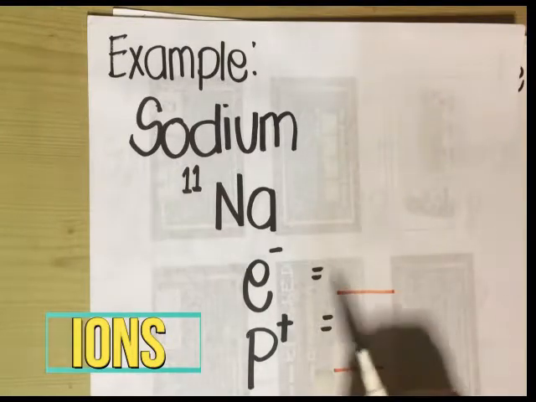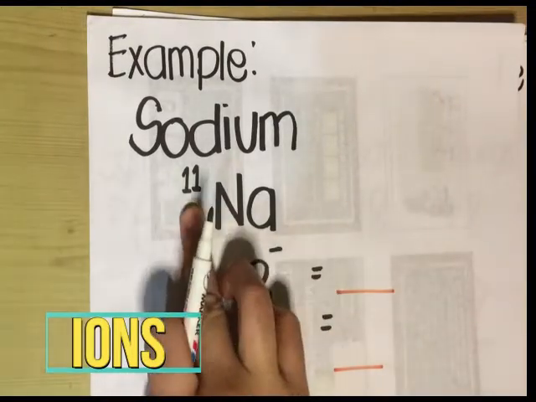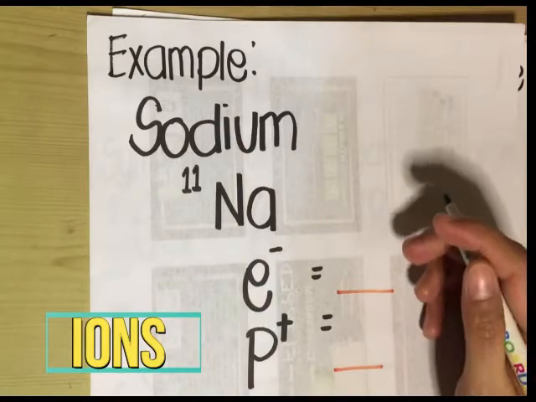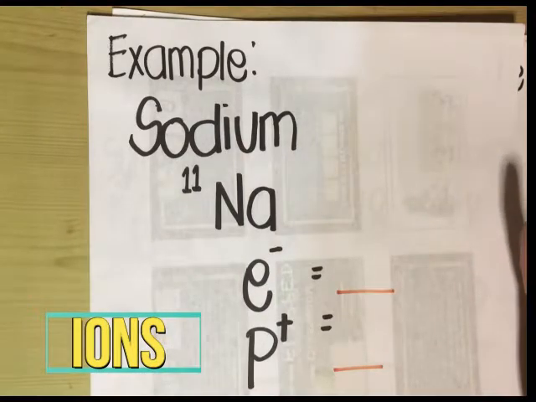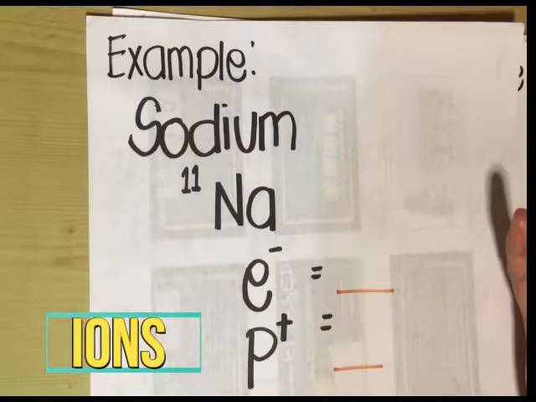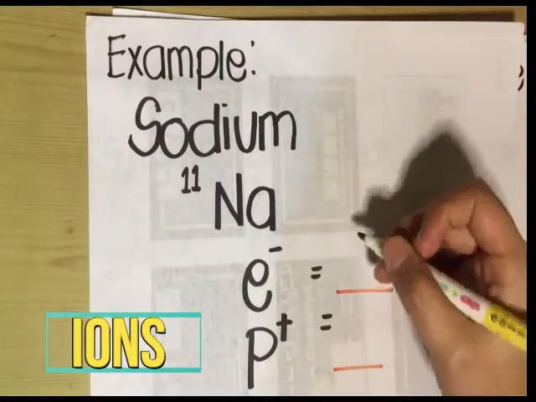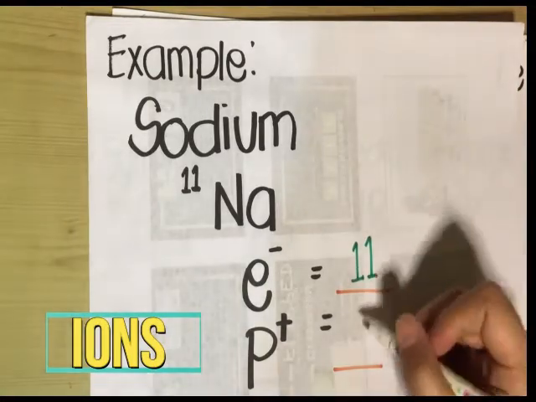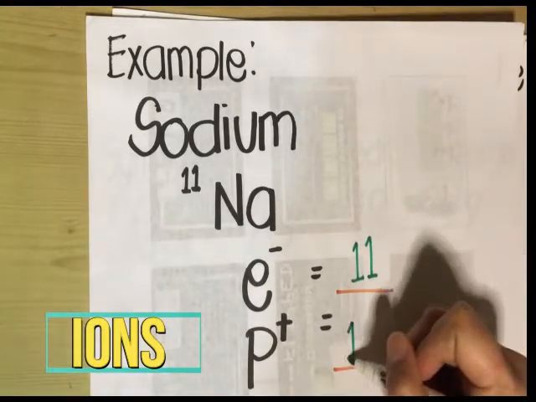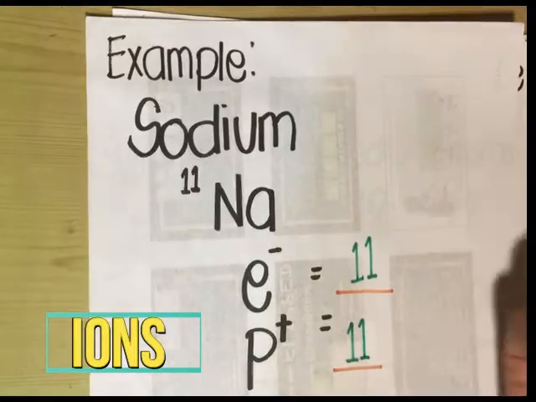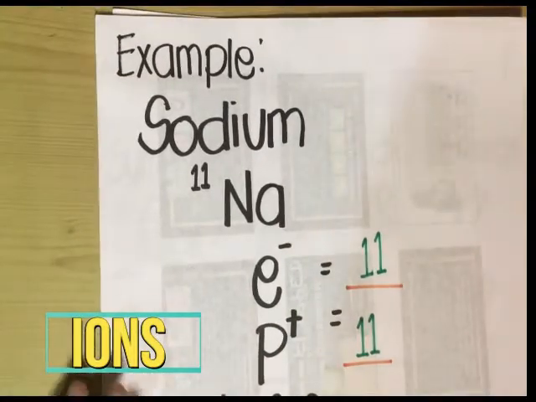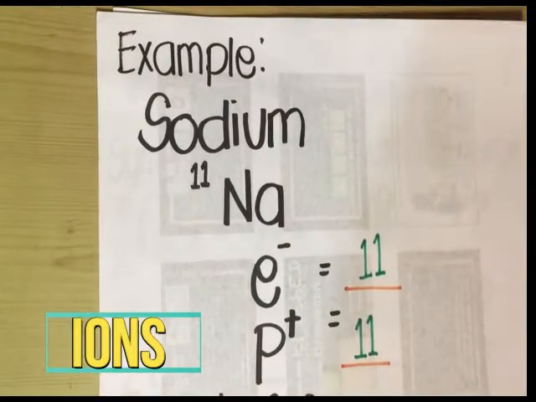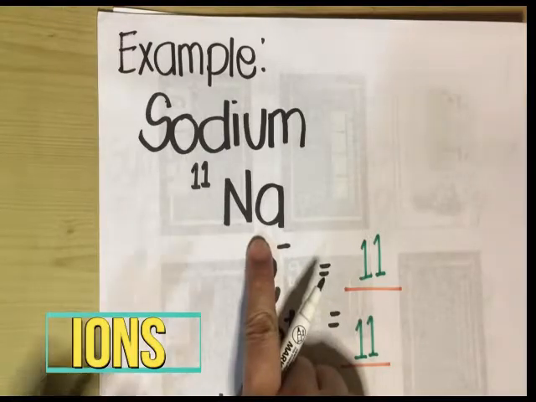So we all know that given the atomic number, and again, atomic number is equal to the number of proton and number of electron. So the number of electron is 11. For example, if it is neutral, the proton is also 11. Now, for example, sodium is metal or non-metal.